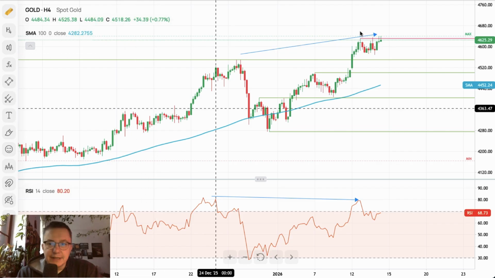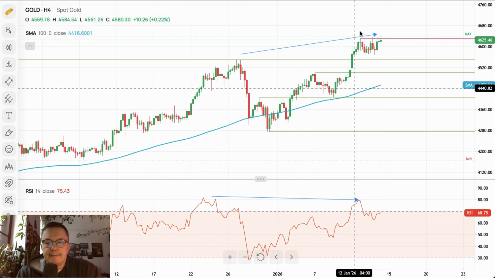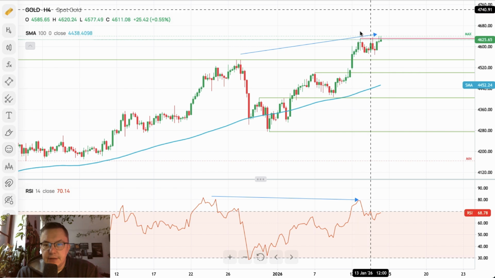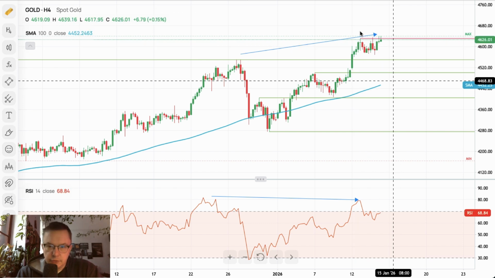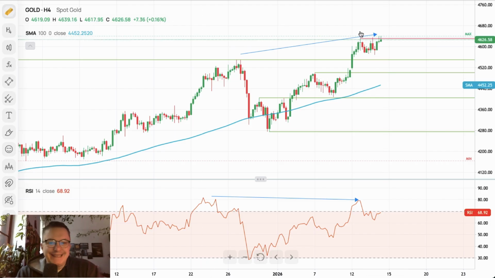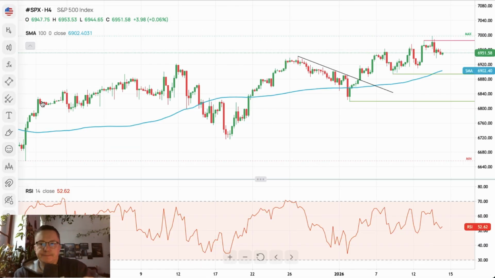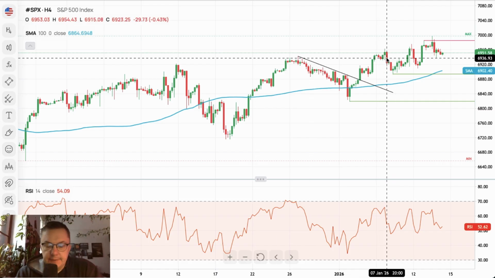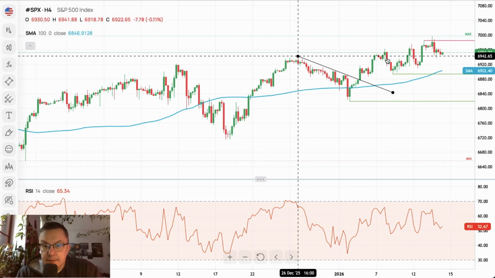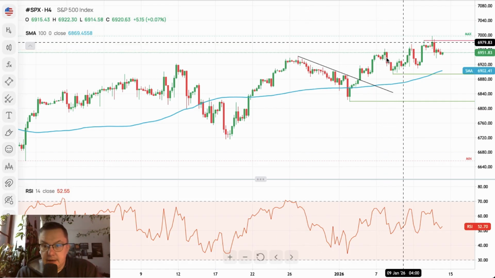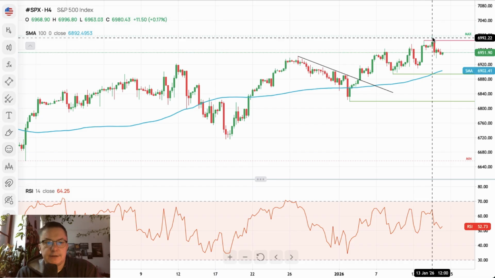So that situation on the gold looks really interesting, and it looks like the market might want to do some kind of a pullback. Nevertheless, in the background there is still an uptrend. S&P 500, okay, series of the swing highs, higher highs, 6,996, almost 7,000.